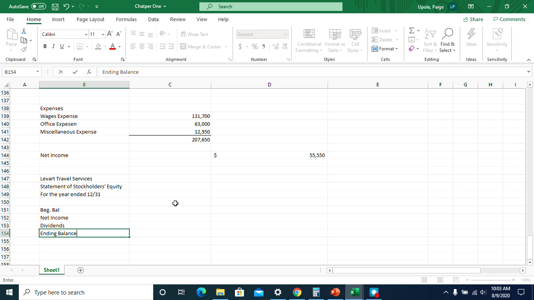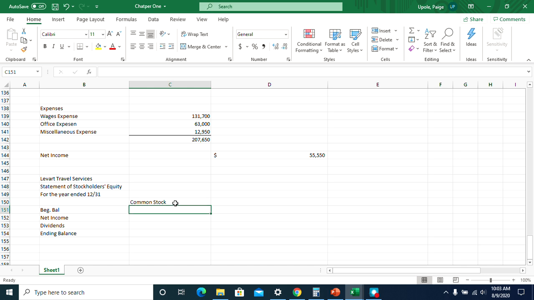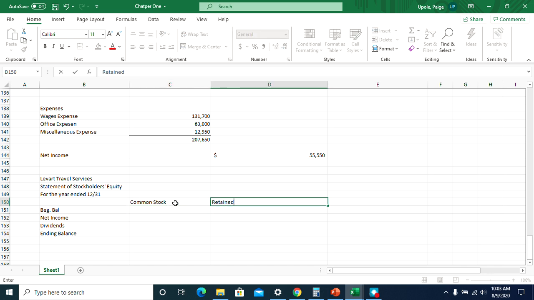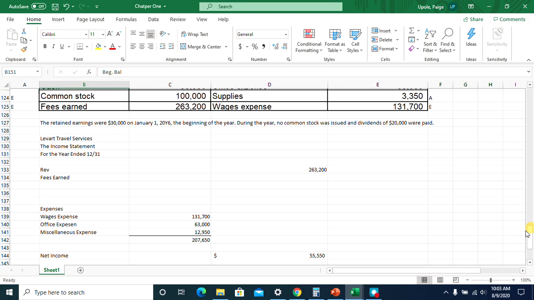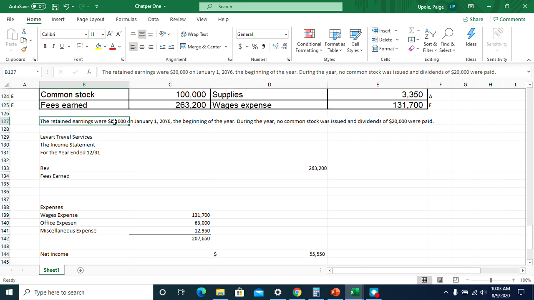And remember, stockholders' equity has two components, right? There's common stock, and then there's retained earnings. Retained earnings are any revenues, expenses, and dividends paid, whereas common stock is simply if you had an owner invest or you paid out an investor. So first thing we need to do is find our beginning balance, and our problem had some information about that. So it said the retained earnings were $30,000 on January 1st. During the year, no common stock was issued and dividends of $20,000 are paid.